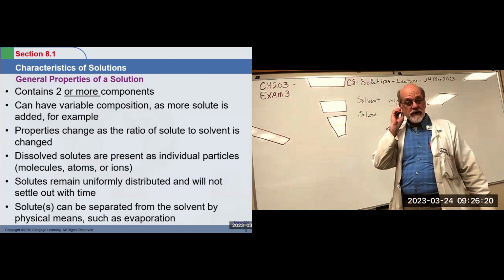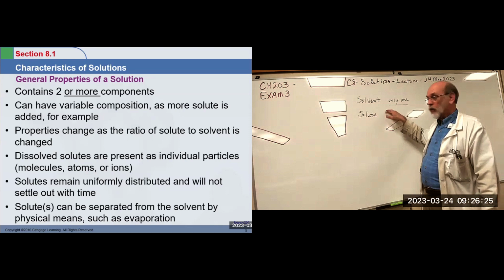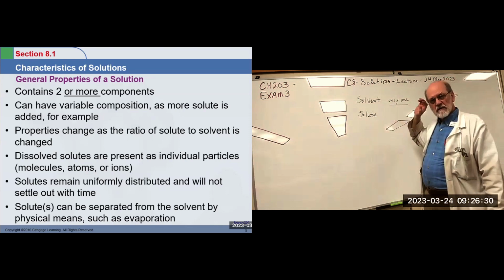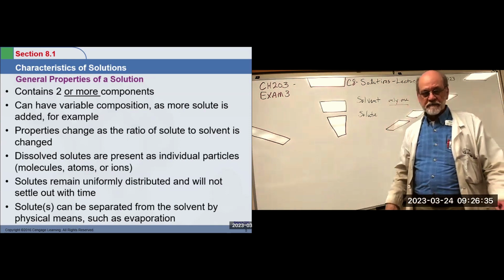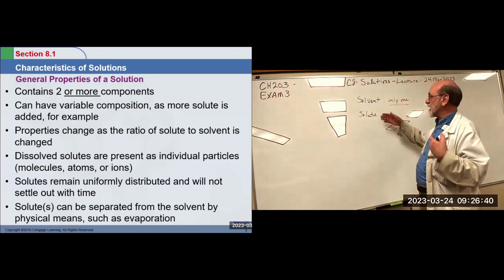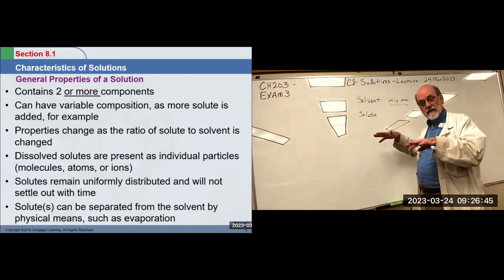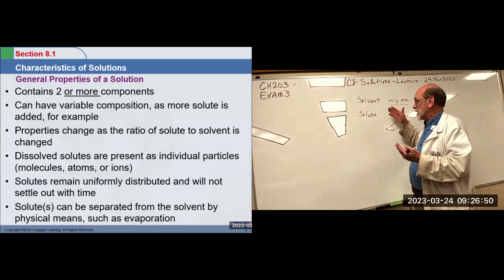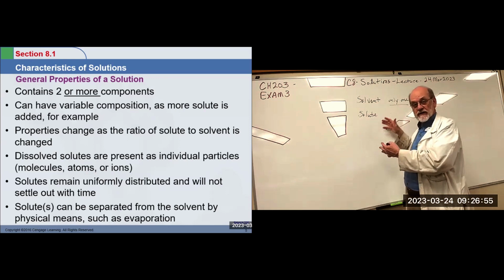All right, these are general properties of solutions. Obviously, you have two or more components. One of them has to be the solvent, and the rest can be solutes. So you can have, the sky is the limit, any number of solutes, but only one solvent. They can have variable composition, that is, the percent of solute in the solution can vary, right? Because there's no chemical reaction there. It just depends on how much you put in as to what the concentration is.